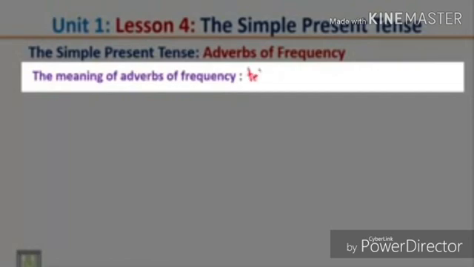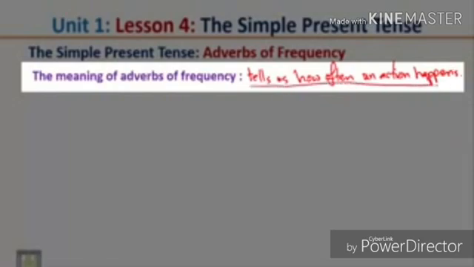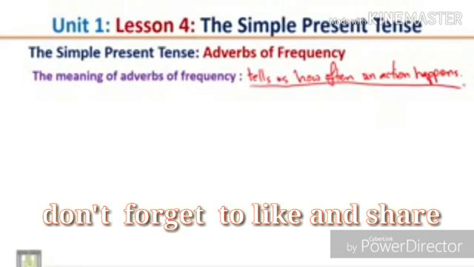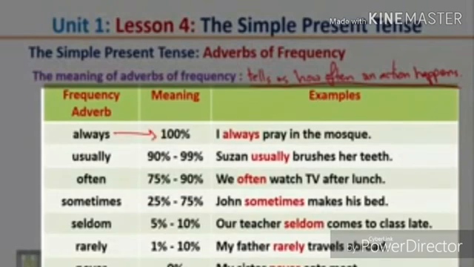An adverb of frequency tells us how often an action happens. So, an adverb of frequency tells us how often an action happens. The meaning of adverbs of frequency: always means 100%. Example: I always pray in the mosque.